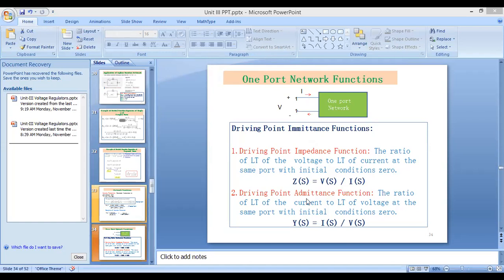Like this, we can calculate in the frequency domain: Z of S equals V of S upon I of S, if we are talking about impedance. And admittance is nothing but the reciprocal of the impedance. So Z of S is V of S upon I of S, then what will Y of S be? It will be exactly the opposite of Z of S, so we will get I of S upon V of S.